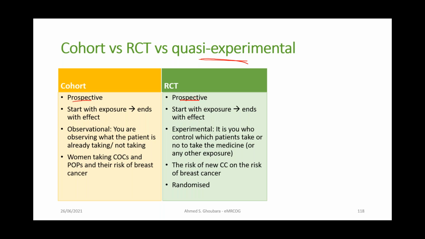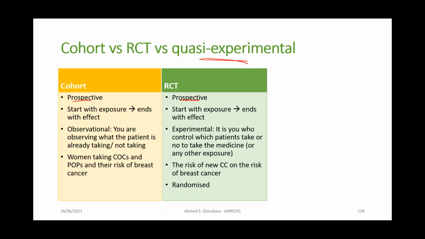A cohort study is observational. What do you mean? You're not intervening. You're just observing what the patient is already taking or not taking. Like women taking COCs and POPs. I will recruit 100 ladies taking COCs and another 100 ladies taking POPs. Then I will follow up the patients over time to see how many breast cancer cases there are here and there over 5 years or so. Please answer me, did I tell which patient should take COCs and which should take POPs? No, I didn't do that at all.